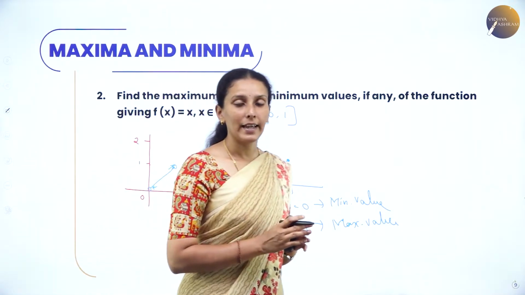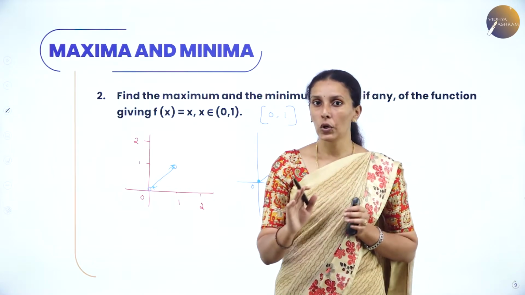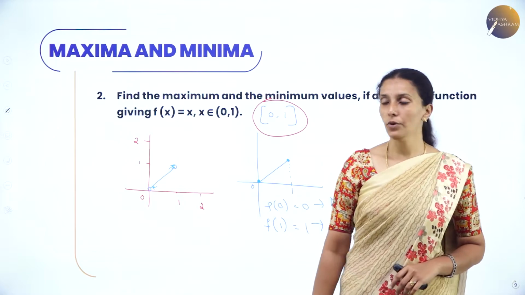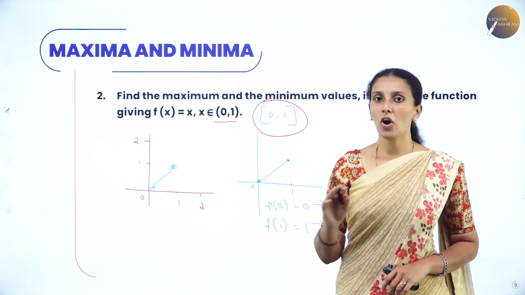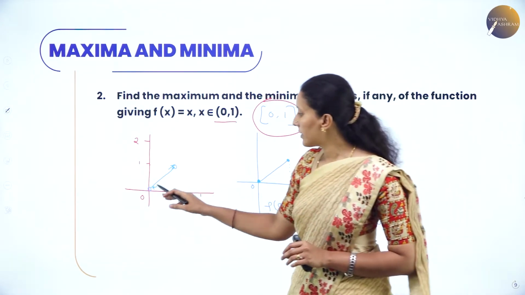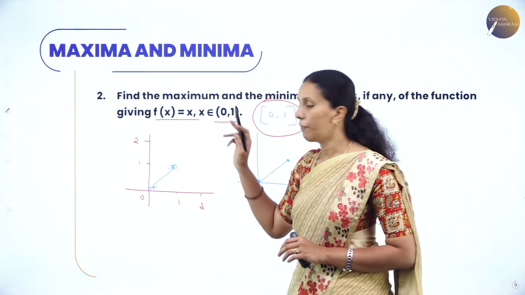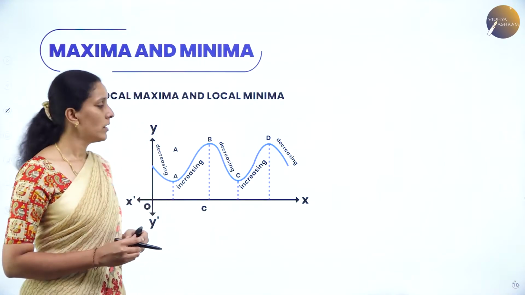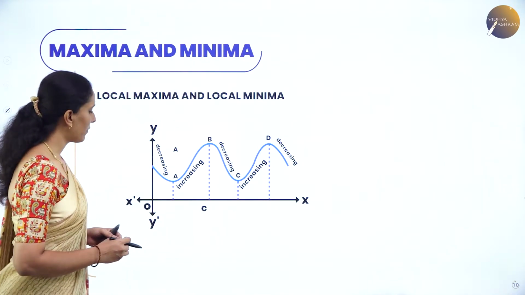So thus we can say that whenever the interval is closed, we can clearly define the maximum or minimum value. When it is open, we cannot identify the maximum or minimum value for this function. Next we have local maxima and local minima. So let us take an example of a graph here.